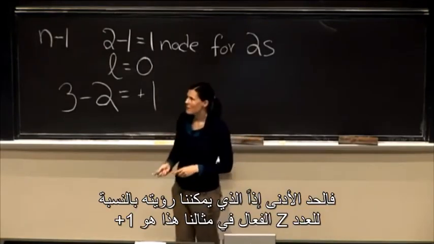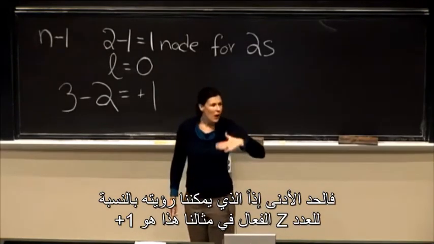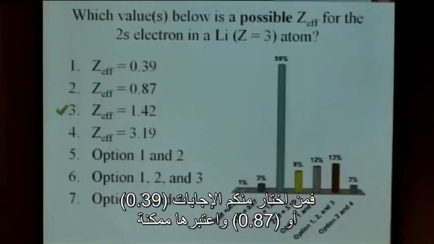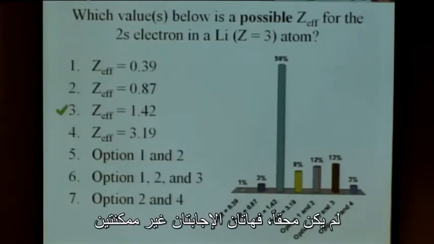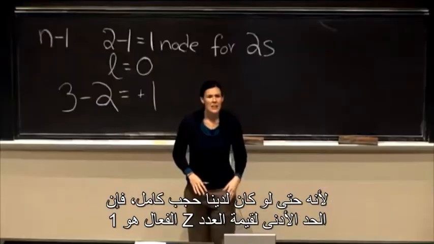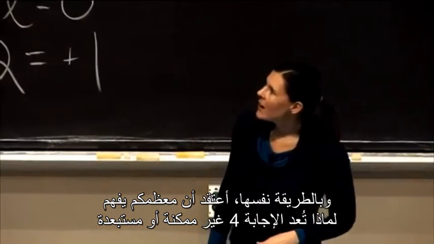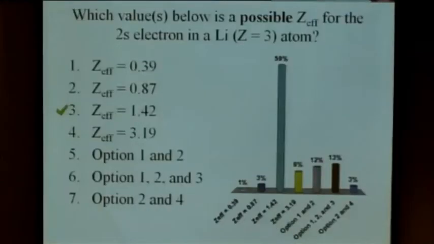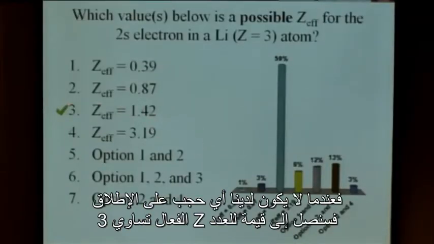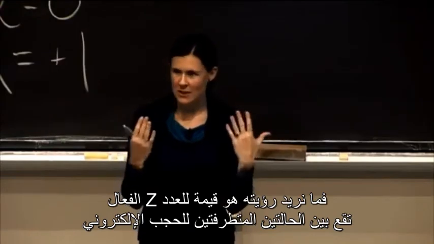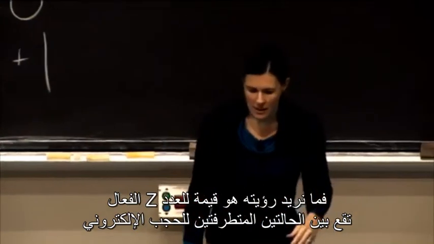So the minimum that we're going to see, the smallest we can have for a Z effective, is going to be equal to 1. So any of the answers that said a Z effective of 0.39 or 0.87 are not possible, because even if we saw total shielding, the minimum Z effective we would see is 1. And I think most people understood that 4 was not a possibility. If we saw no shielding at all, we would end up with a Z effective of 3. So when we check these, we want to see that our Z effective falls in between the 2 extreme cases that we could envision for shielding.